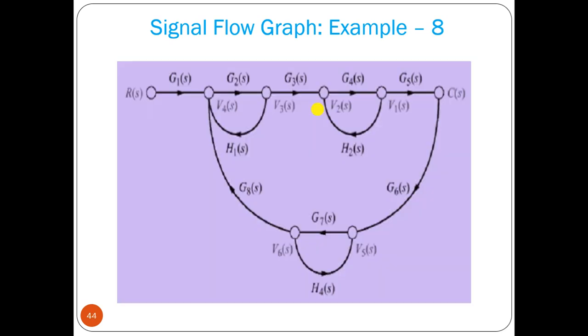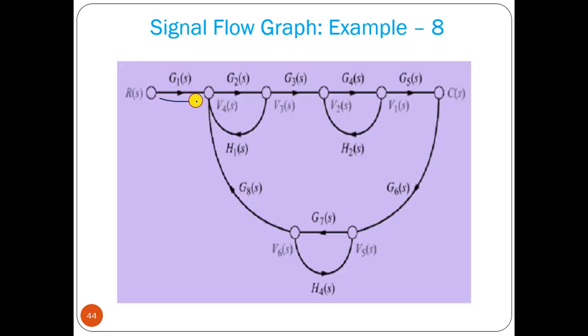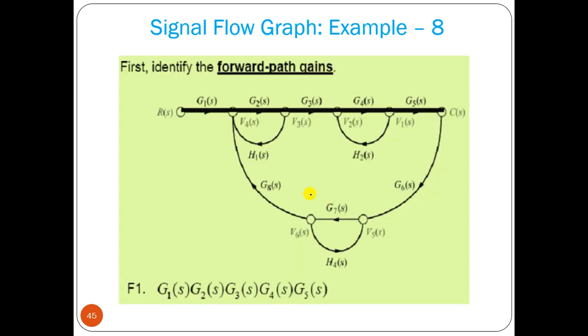Now here, what we can see is that we have only one forward path, right? This is one forward path, input to output. This is a feedback, and this is a feedback. Again it is a feedback. So here we have only one forward path. Gain is G1, G2, G3, G4, G5.